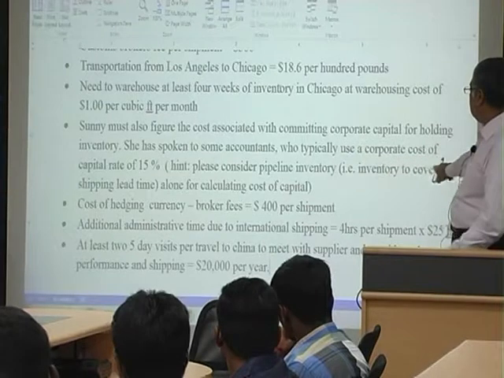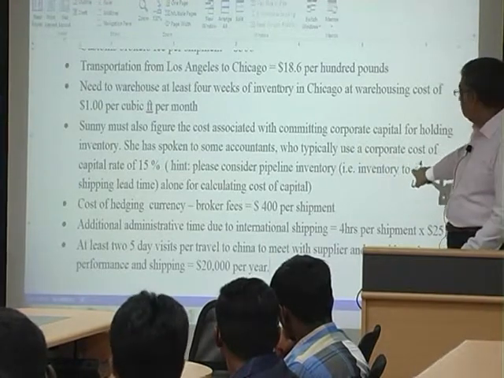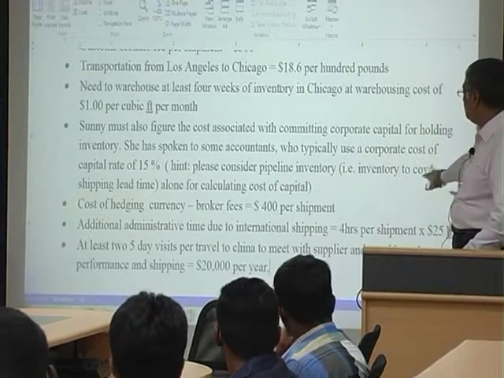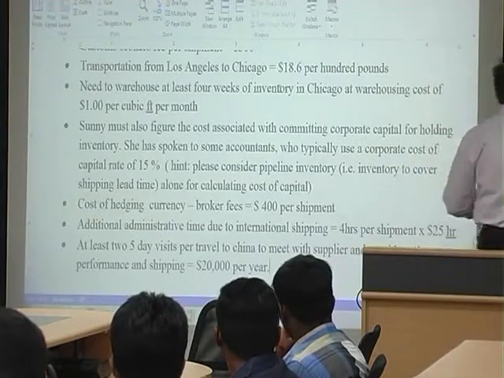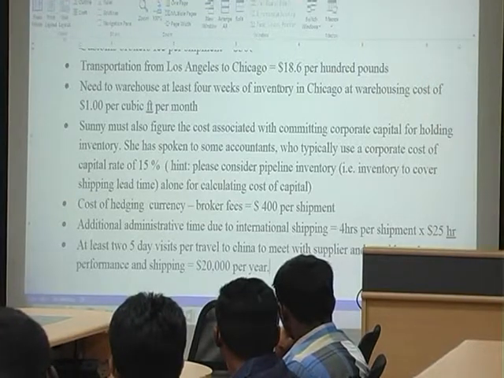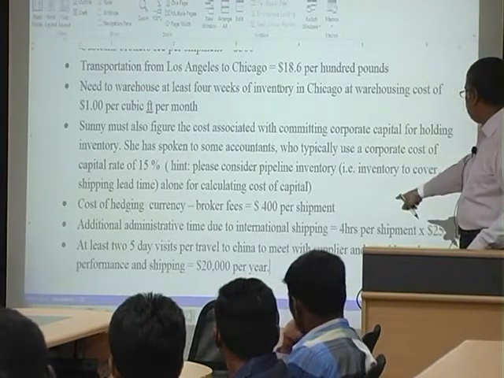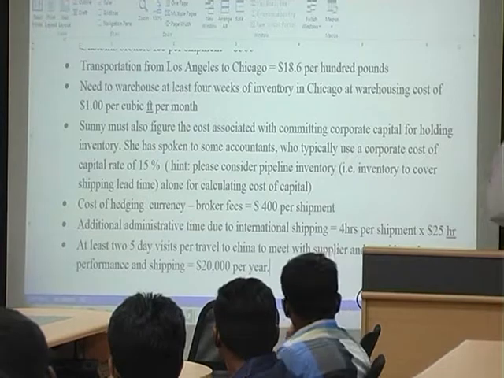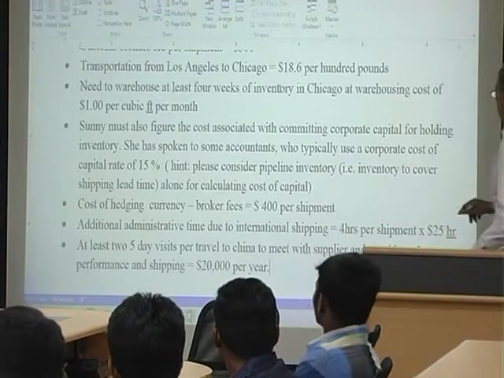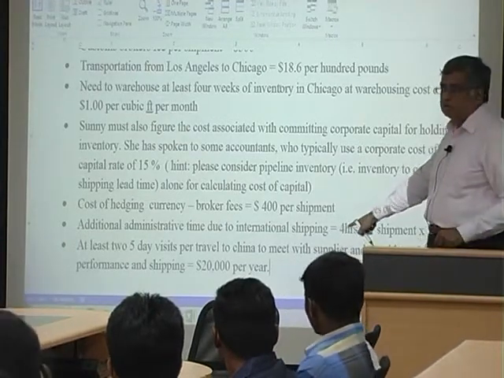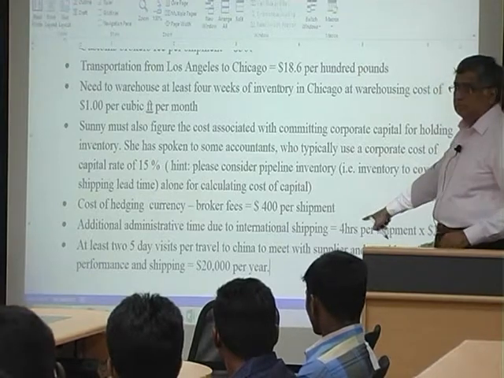Okay. And I have a separate tip sheet for you to look at the calculations over here. Cost of hedging currencies is also $400 per shipment. All right. Additional administrative time is also on the basis of shipment. All right. And then this is a fixed cost. All the cost of coordination and all that is the fixed cost.